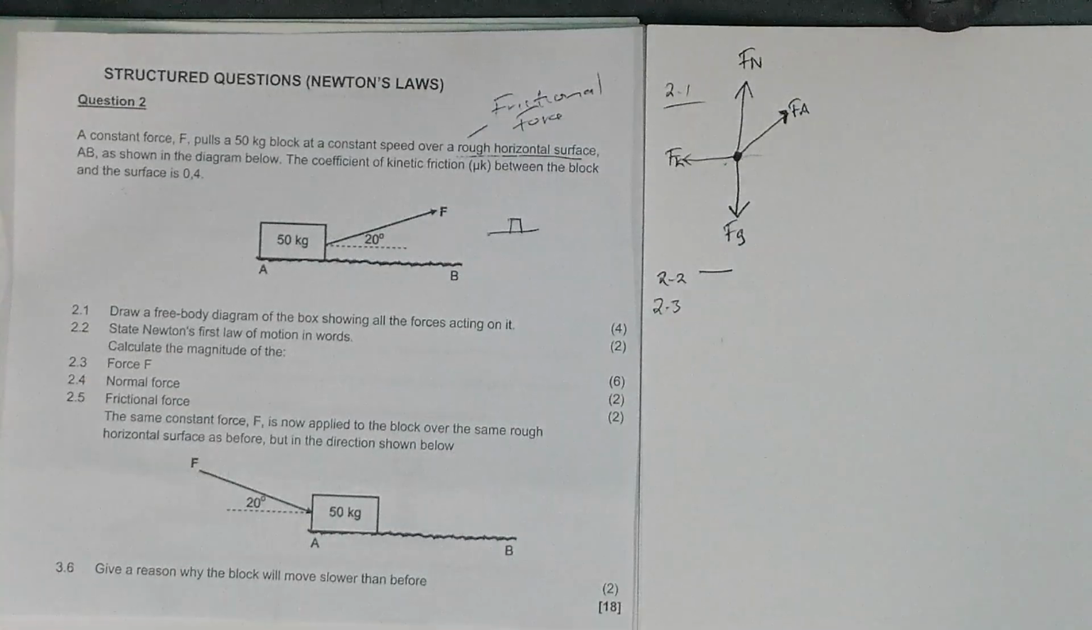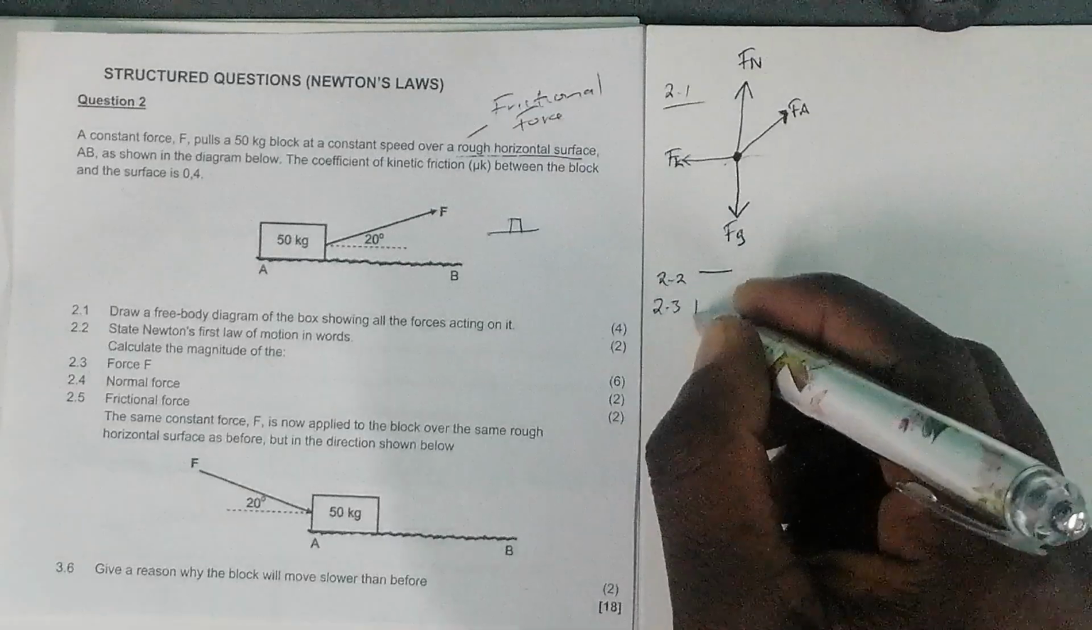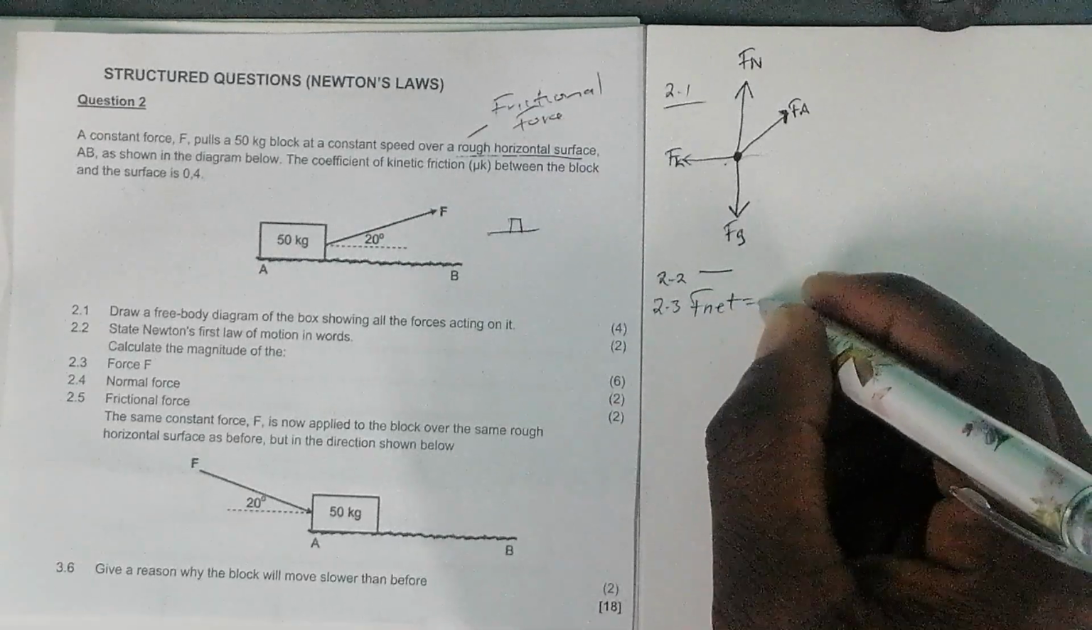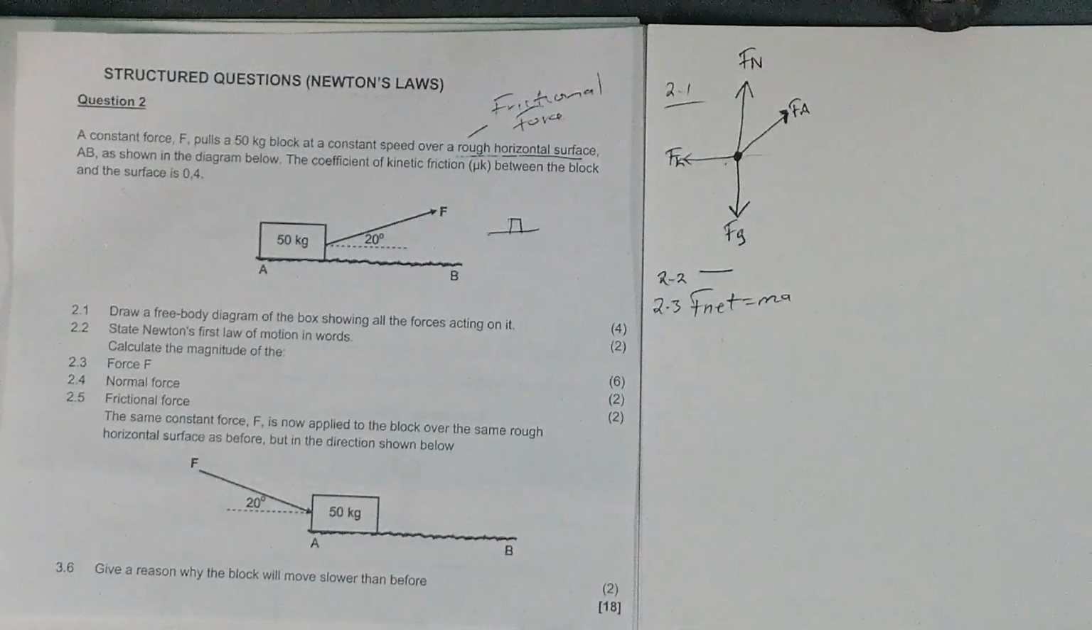2.3. Calculate force F. Okay, this is the formula that we are using. F net equals ma, where m stands for mass and a stands for acceleration.